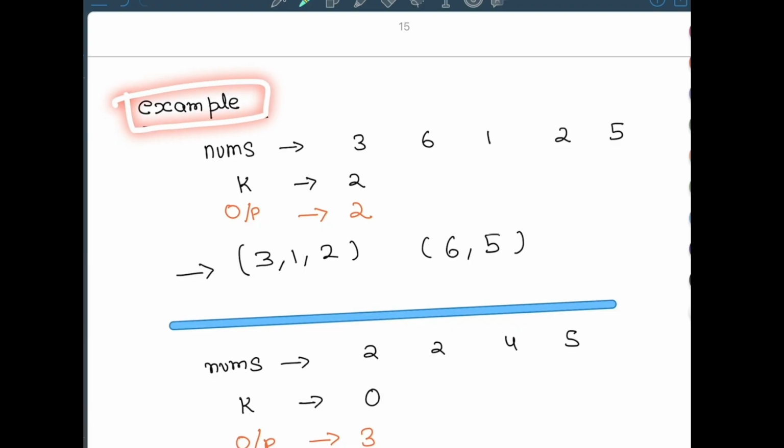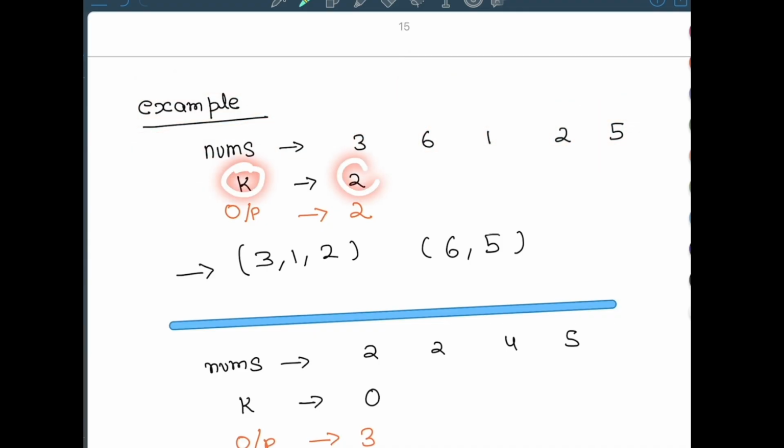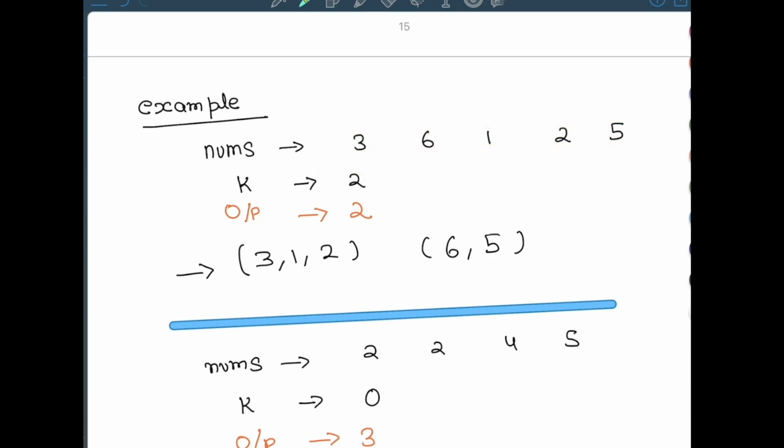So the example is, when the given array nums is 3, 6, 1, 2, 5. There are a total of 5 elements and the value of k is 2. Now in this case, you might say that if I have to return the minimum number of partitions I need to create, then I will not create any partition, and I will just say that this complete array is just one partition. So the output can be 1, right?